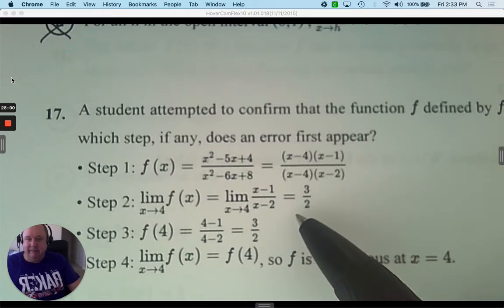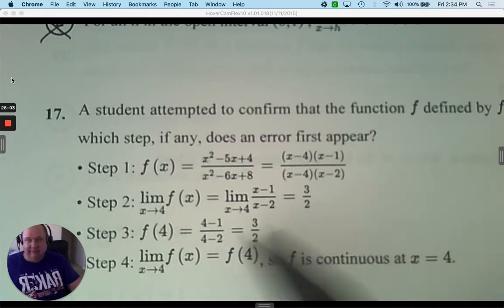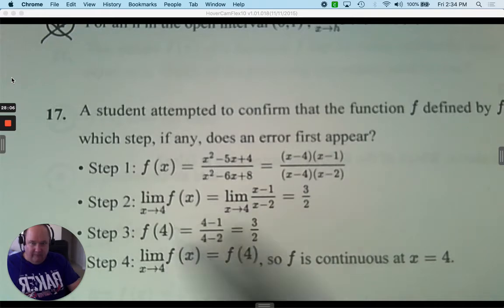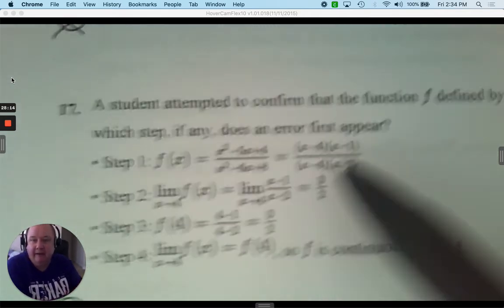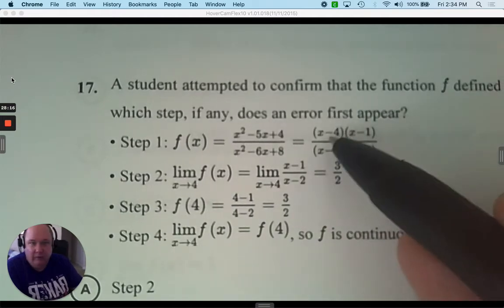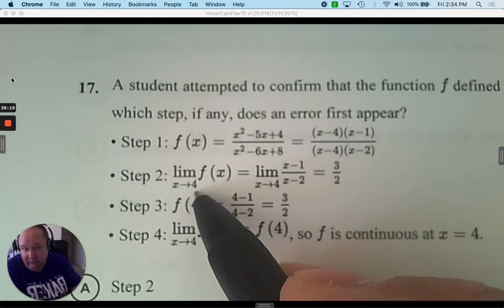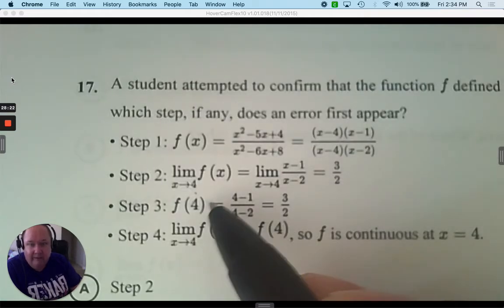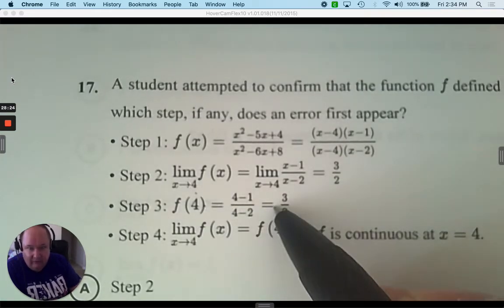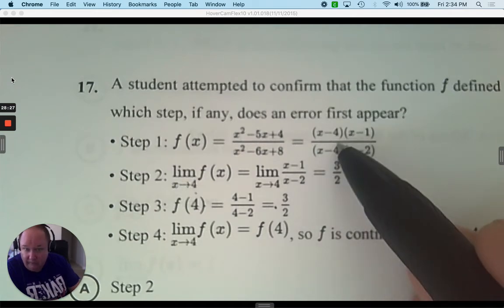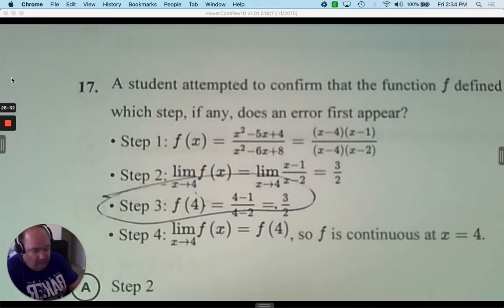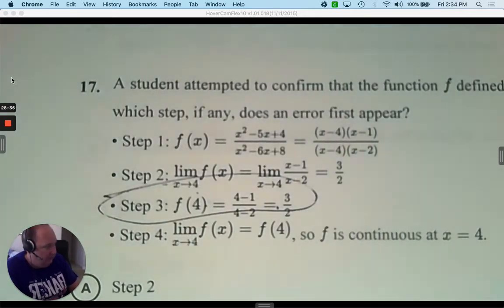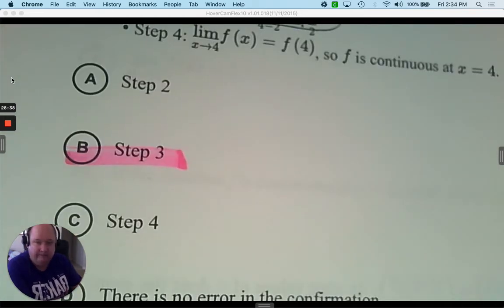I'm worried about step number 2, because f of 4 does not equal 3 over 2. There's a hole there, so you can remove it. So here we remove the discontinuity. The limit exists, and that answer is 3 over 2. But the function value doesn't exist because you removed x minus 4. There's a hole there. So this is where the mistake was made, at step number 3. If it was continuous, then the limit value and the function value would be exactly the same.